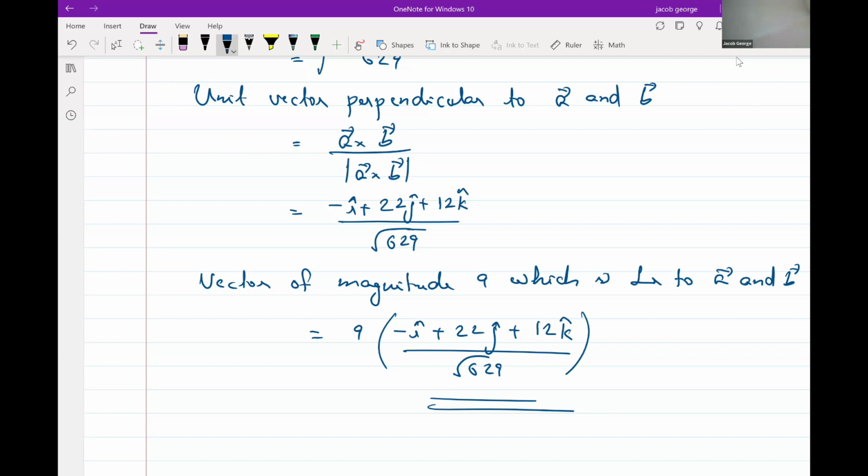That concept is clear. A vector perpendicular to means you will find the cross product. Unit vector perpendicular to means you will find the cross product divided by its magnitude. Then a vector of magnitude 9 units which is perpendicular to means 9 times that unit vector.